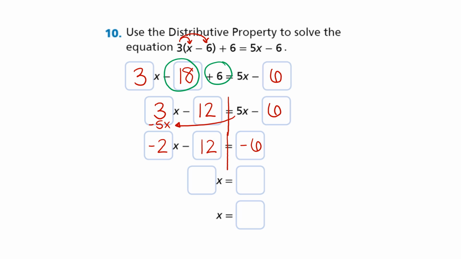Our next step is to combine the whole numbers. The -12 would turn into a +12. So we have our -2x, -6 and +12 make +6. And then our final step is to divide. 6 divided by the -2x makes -3.